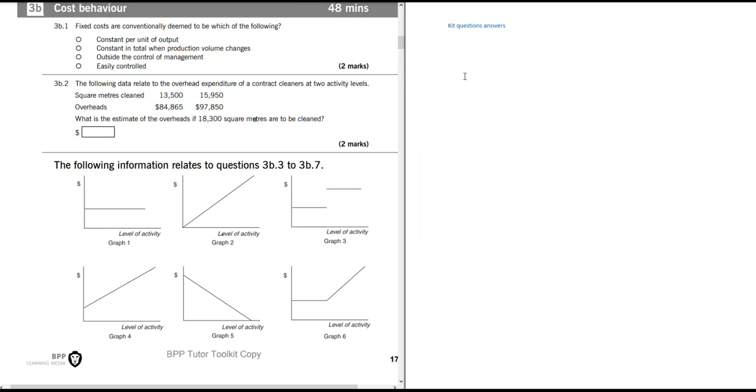What is the estimate of overheads if 18,300 square meters are to be cleaned? And overheads means indirect cost. But now don't focus on the term overhead. Just assume cost. What would be the cost if 18,300 square meters are to be cleaned? The following data relate to overhead expenditure of contract cleaners at two activities. We have square meters cleaned and then overheads. Obviously, we have two activities. One is high and another is low.